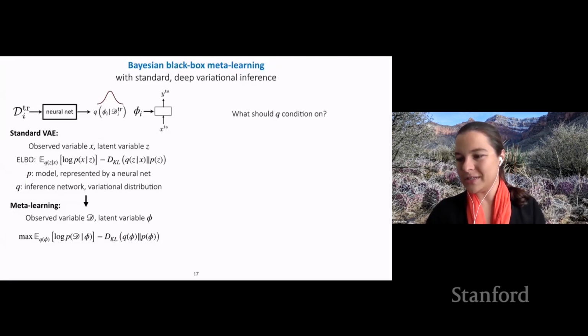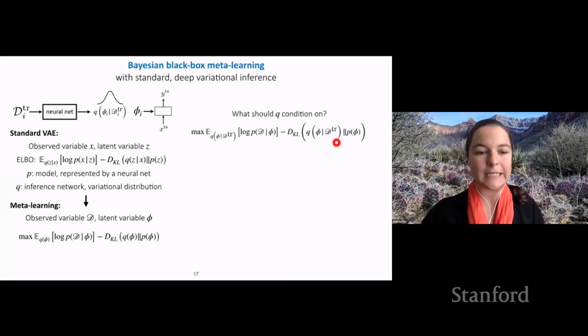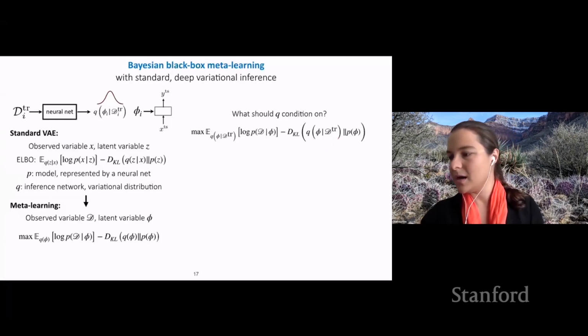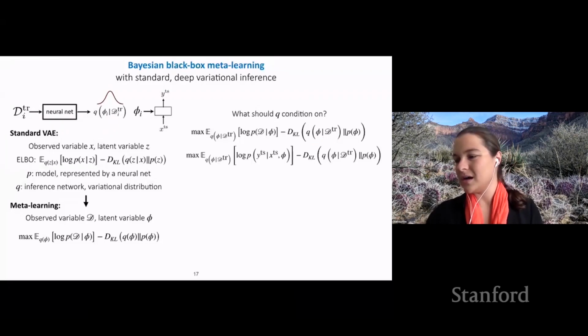What should Q condition on? In the VAE setting, Q is conditioned on x. In this setting, we're going to condition Q on our training data. So we're doing approximate inference to infer our task-specific parameters given our training data. This inference network is going to look a lot like the black box meta-learner. This equation replaces the probability of the data given phi with the probability of the labels given x_test and phi.